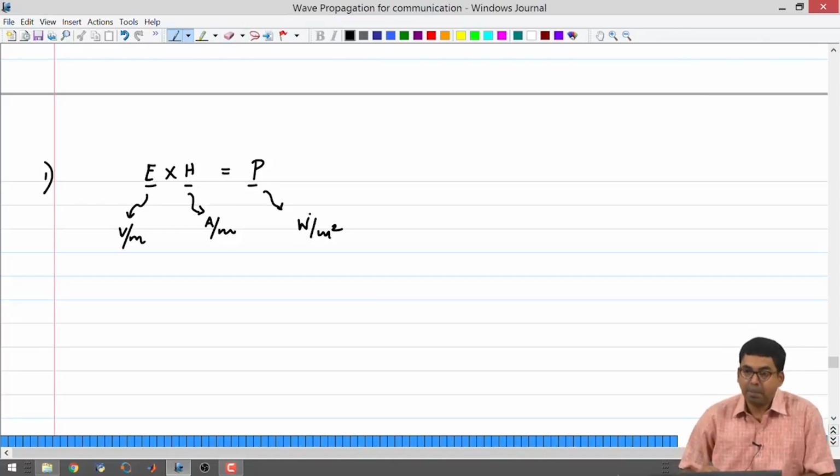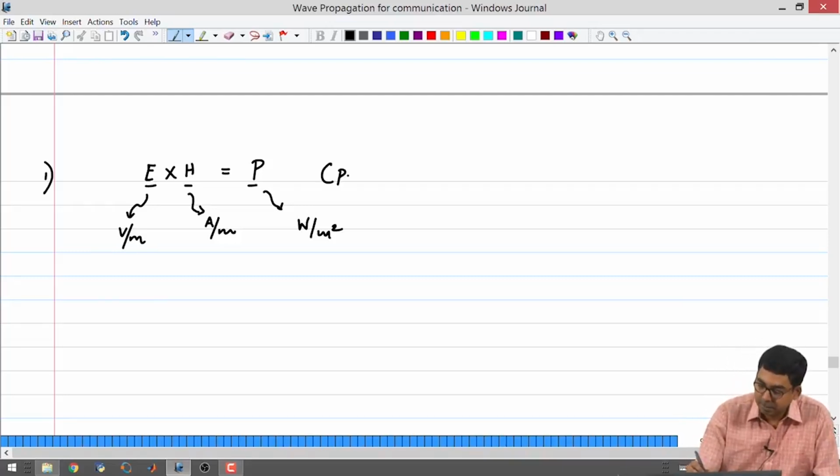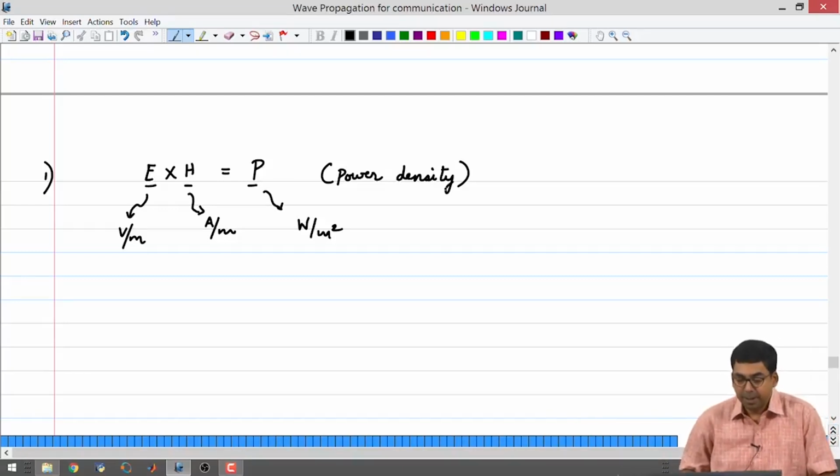So, instead of calling it power, it is more appropriate to call this power density. It gives you a notion about how concentrated the power is with respect to a given area. So, it is power density.